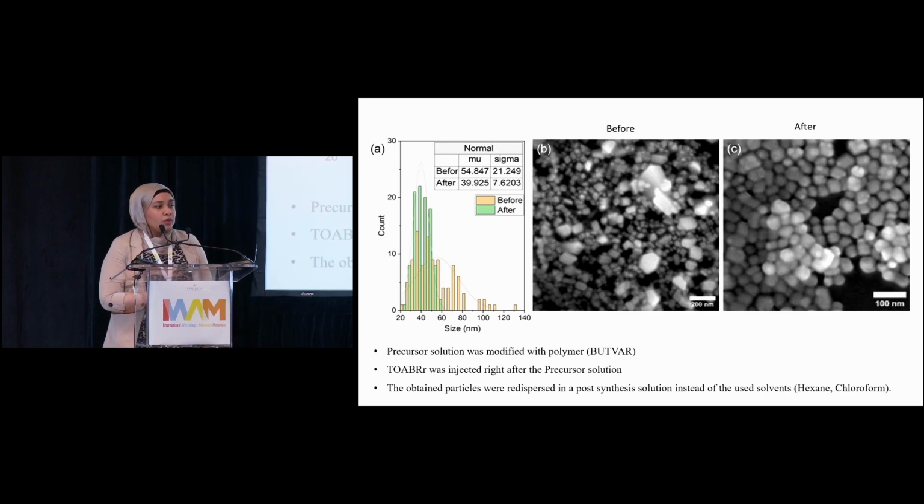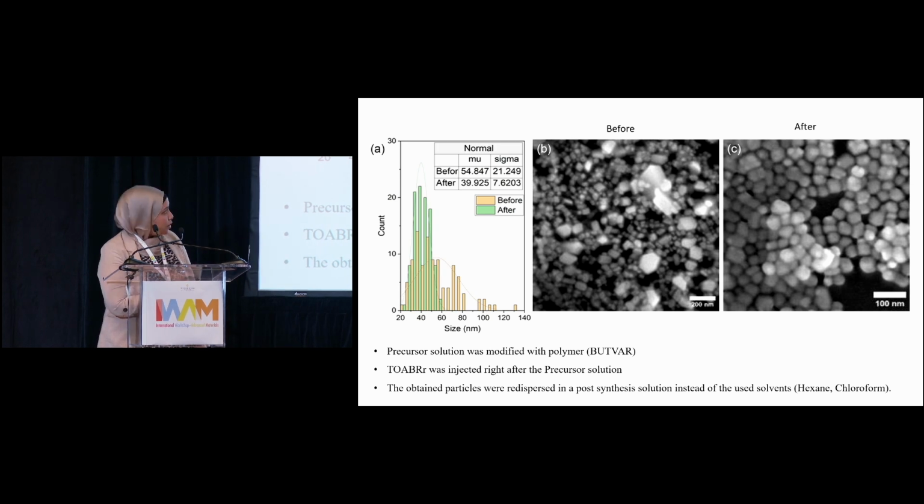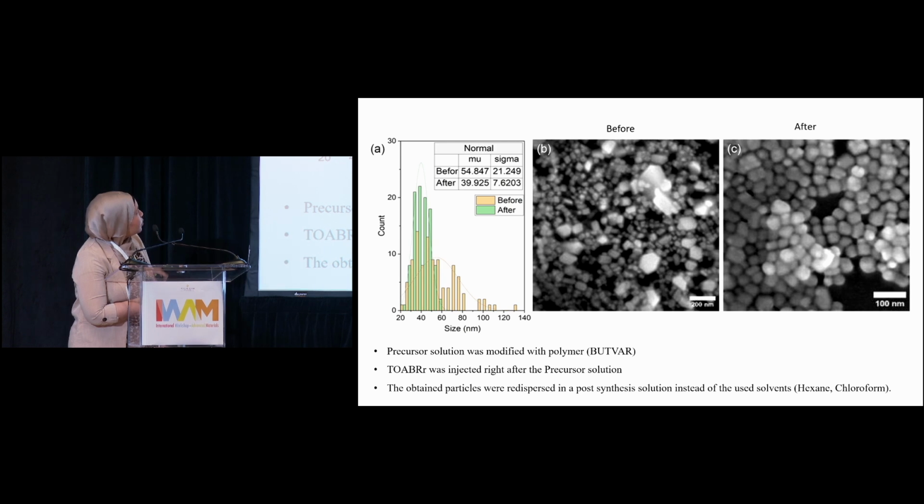One more thing we noticed as a result of our modification to the synthesis process, that we managed to enhance the uniformity of the shape and size of the particles. So the average particle size decreased from 54 nanometer to 39 nanometer, with also the distribution of the size became more uniform. So the majority of the particles have the same size, which is also something that we managed to enhance.